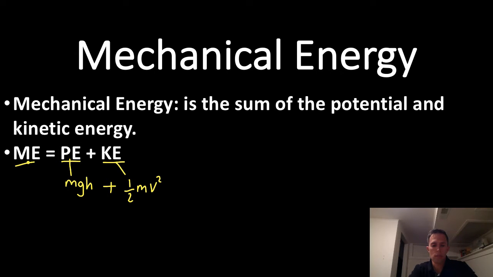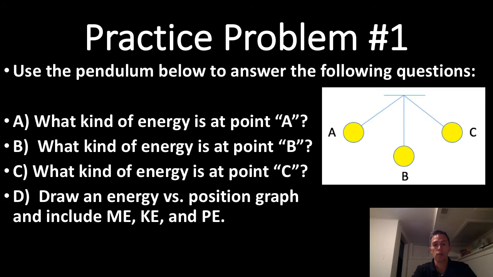And so let's go through a couple of practice problems to get a sense of mechanical energy. Practice problem number 1, it says, using the pendulum below, answer the following questions. We've seen this diagram before many times in class and even on the previous video on kinetic and potential energy. It says, what kind of energy is at point A? It looks to me like points A and C on this pendulum are at its highest point. At its highest point, we've talked about this a lot, the velocity is equal to 0, and so it would not have any kinetic energy. All of the energy at point A is potential energy.